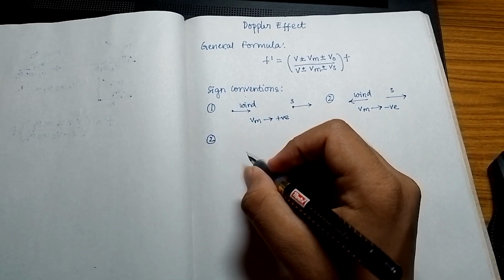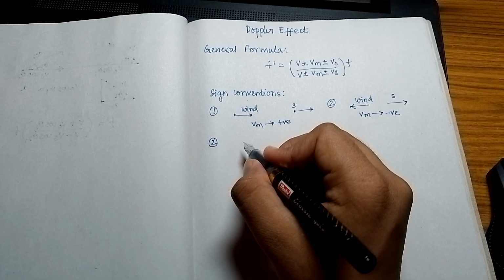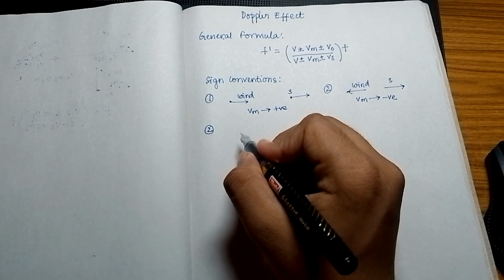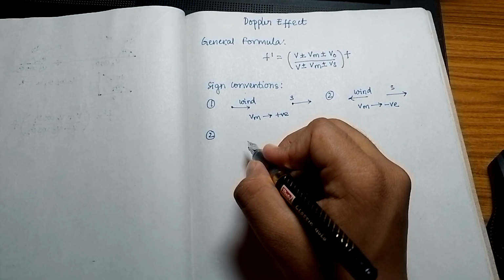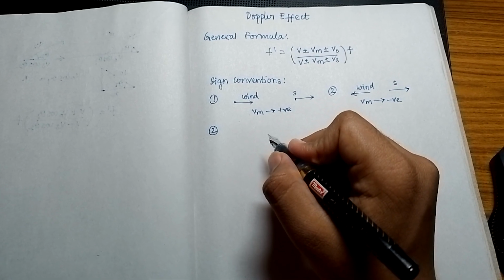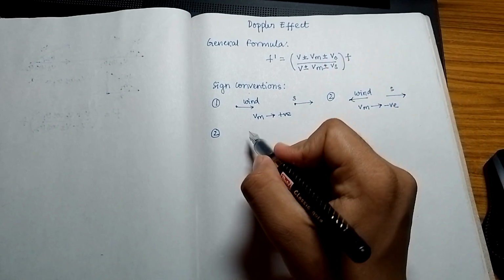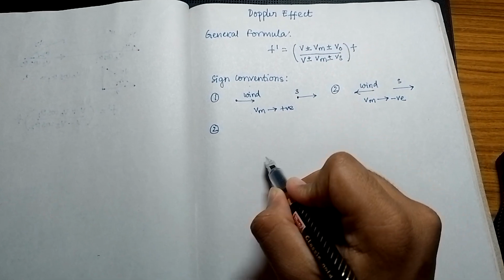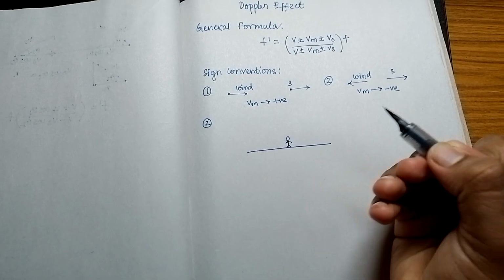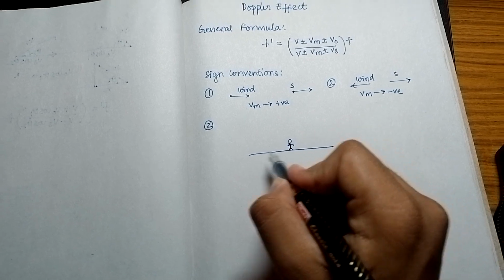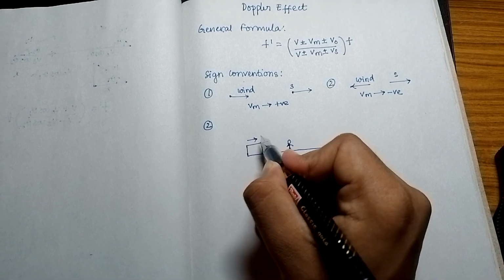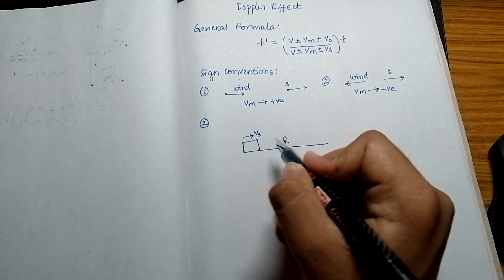Rule number 2. What is rule number 2? For this rule, you need a little bit of imagination, because we are not going to memorize all the cases. Suppose, imagine this is the road. Sorry, I'm not good at drawing. Suppose you are here. This is a car that's horning and moving with a velocity v. So this is our source.